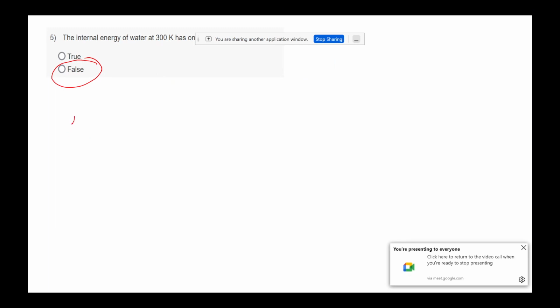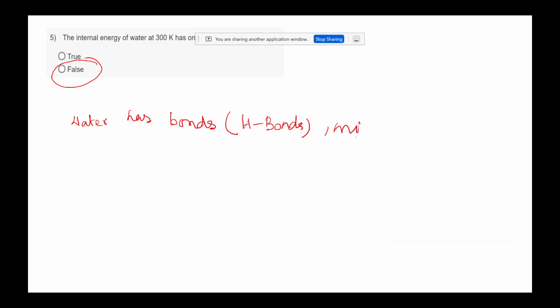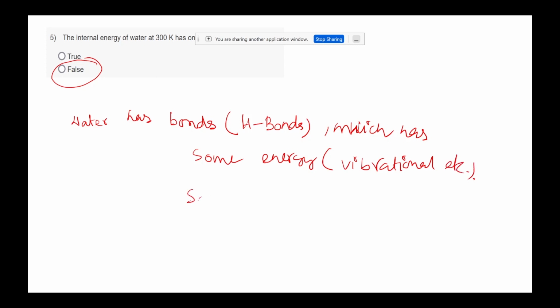And just for completeness, water has bonds. It has hydrogen bonds, right? Exactly. It has vibrational energy, all those things, etcetera. So the statement is false.